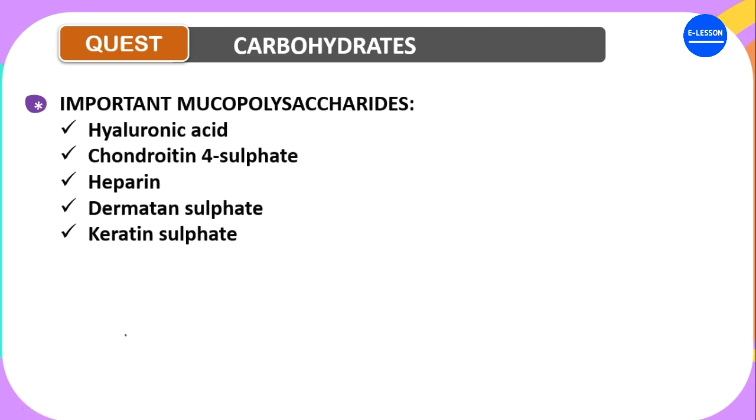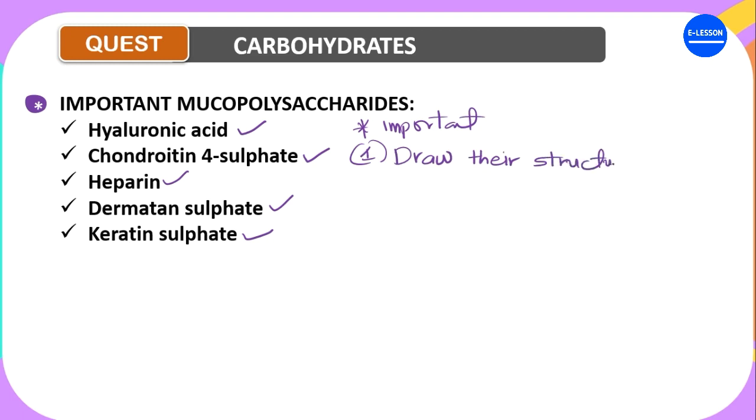So let's look at the types. The important mucopolysaccharides we have are hyaluronic acid, chondroitin 4-sulfate, heparin, dermatan sulfate, and keratan sulfate. Important points to note: one, you should be able to draw their structure. Are you getting it? That is one important thing you should know. Secondly, you should be able to discuss their location. That means where they are found in the body. Is that understood? So that is what we are going to look at.